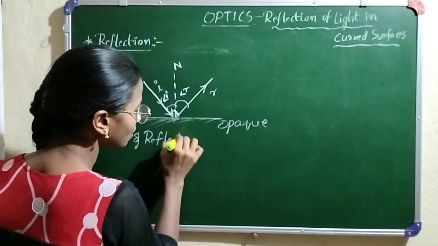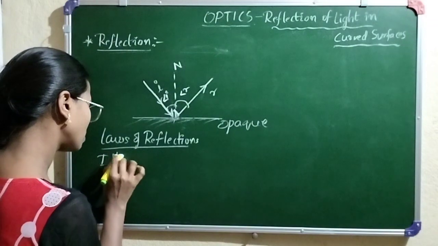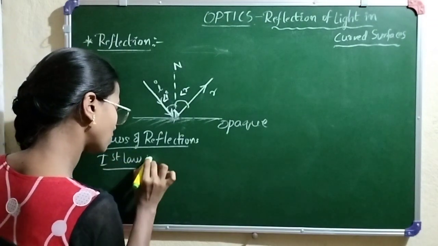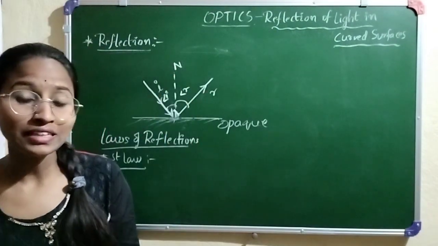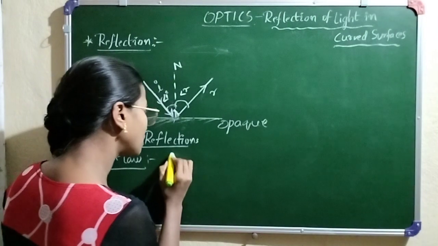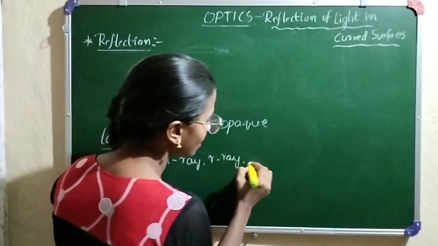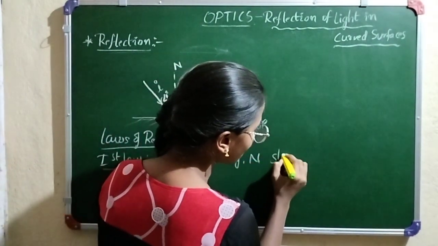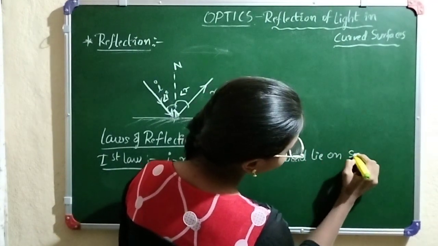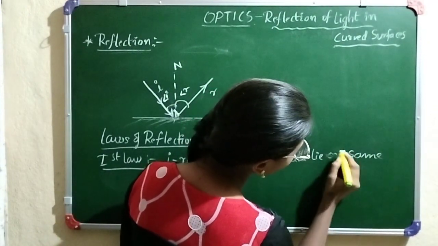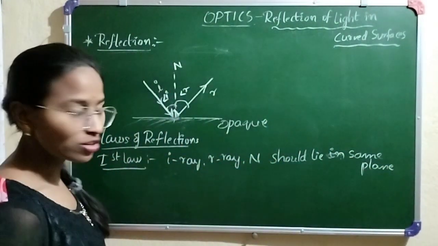Laws of reflection. The first law is that the incident ray, the reflected ray, and the normal, these three rays, which means I ray, incident ray, reflected ray, and normal line, should lie in the same plane. This is our first law of reflection.